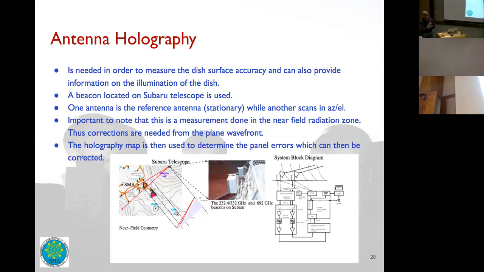Okay, so the surface accuracy is an important aspect, and we need to measure that very well. We use a holography system, and there is a beacon, or a transmitter in this case. So this is one case where we're actually transmitting nearby. There's a beacon which sits on the Subaru telescope and sends a signal, a comb of frequencies, and we can use that with two of our antennas. One of our antennas is kept stationary as a reference antenna, and the other antenna is scanning. We can measure the amplitude and phase difference between the two, and use that to determine two quantities: the surface illumination, which is an important quantity, and the surface errors.